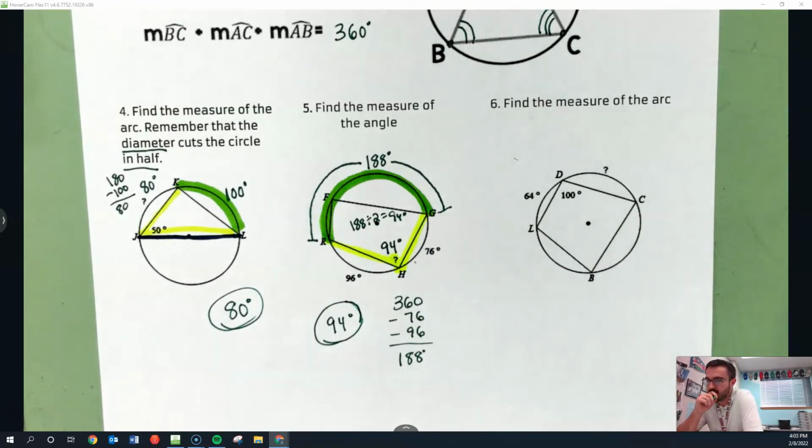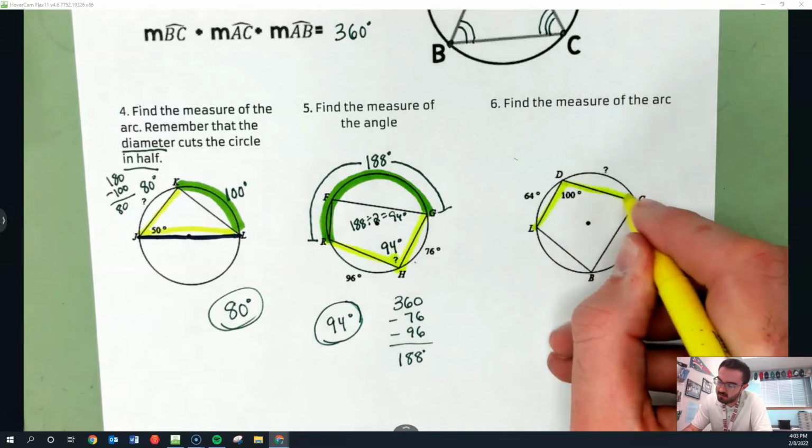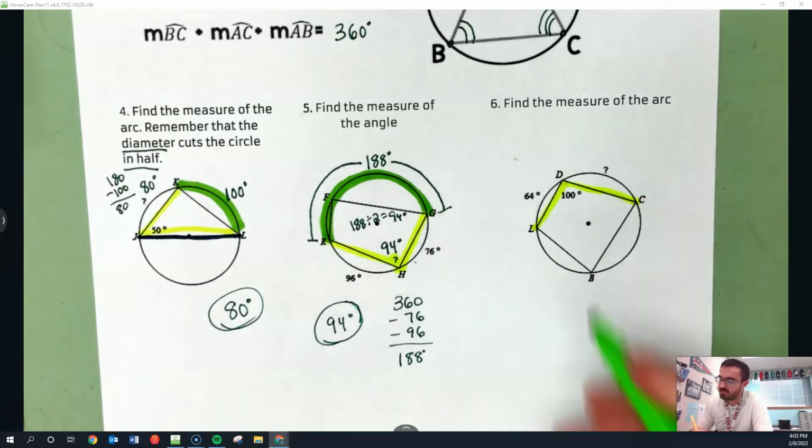All right. So guys, it's just kind of like a puzzle. You're using a lot of different skills here. Okay, what about this one? Again, we have another inscribed angle. I'm going to highlight it yellow. I'm going to highlight the arc it creates green.